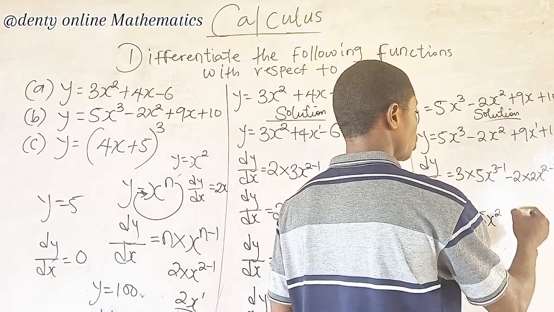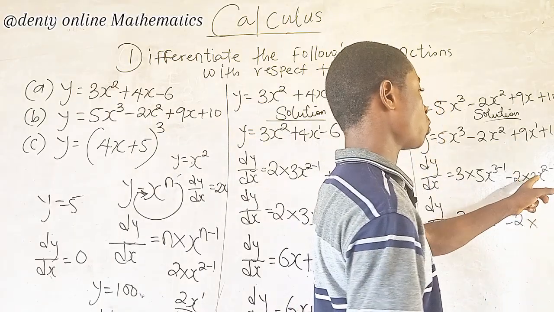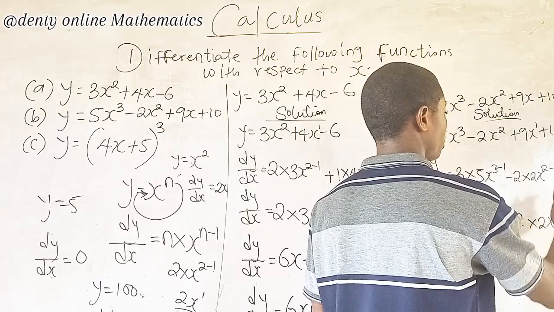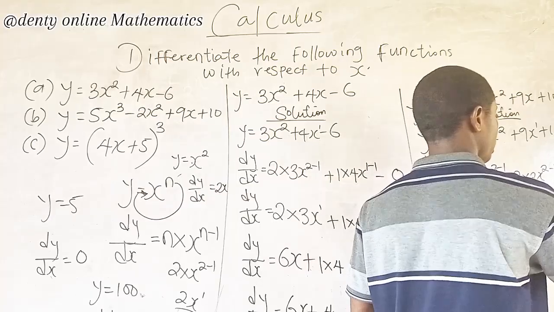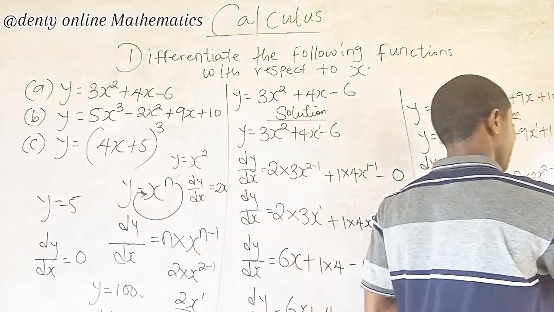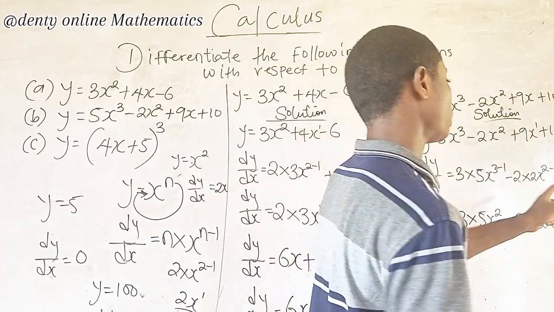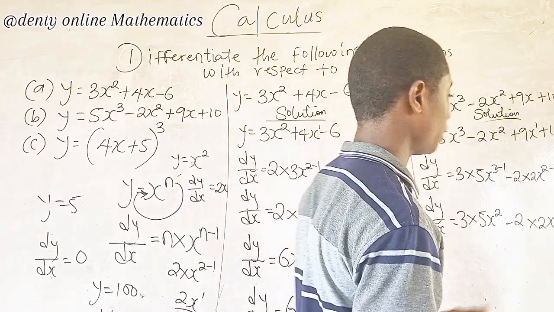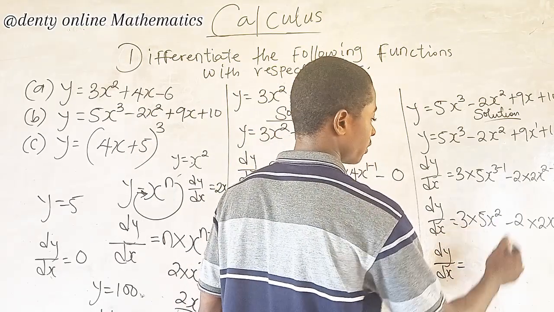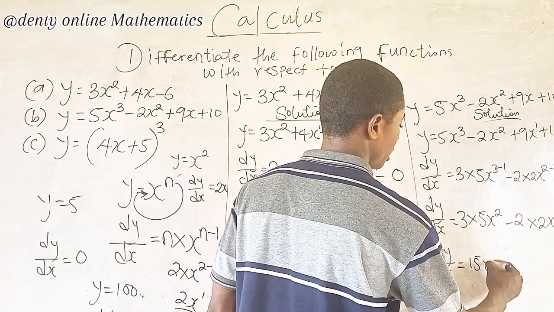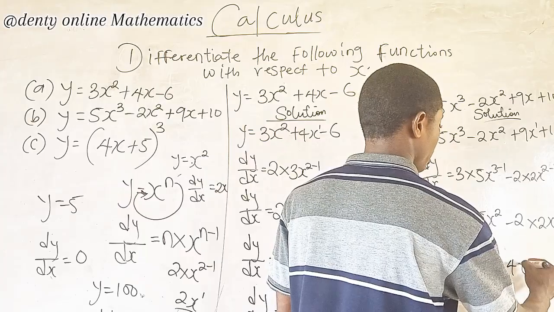Now our dy over our dx becomes 3 comes down times 5x raised to the power of 3 minus 1, which is 2, minus this 2 comes down times 2x raised to the power of 2 minus 1, which is 1, plus, now 1 comes down times 9x raised to the power of 1 minus 1, which is what? 0. Now, we can bring that 0 and also leave it out. Now, our dy over our dx will be equal to 3 times 5x squared, which will be 15x squared, minus 2 times 2x, which will give us 4x.